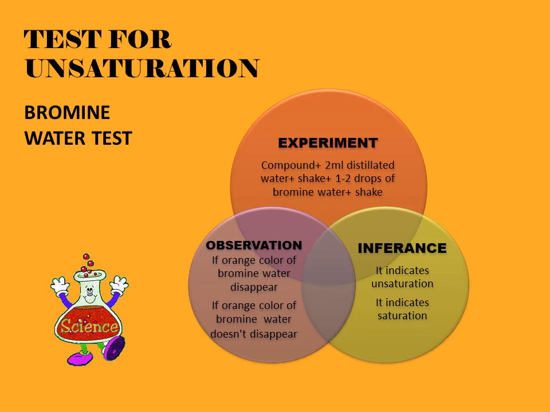We'll take the compound in a test tube, then add 2 ml of distilled water, shake the test tube, add 1 to 2 drops of bromine water, then shake. We will observe that if the orange color of bromine water disappears, it indicates unsaturation, and if the orange color of the bromine water doesn't disappear, it indicates saturation.